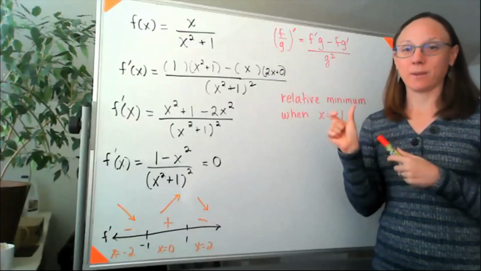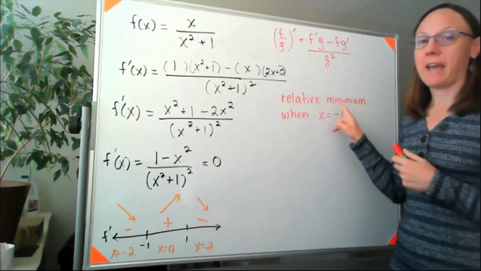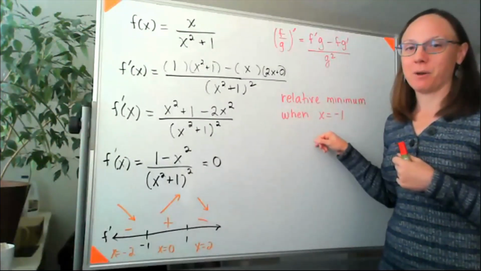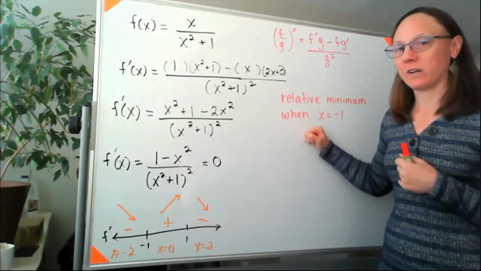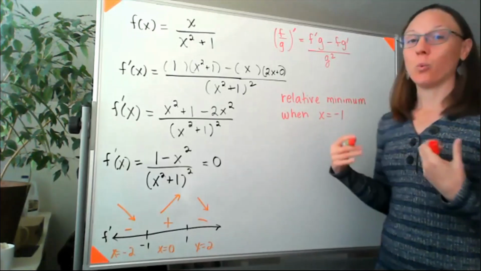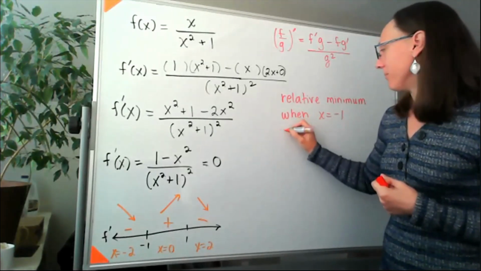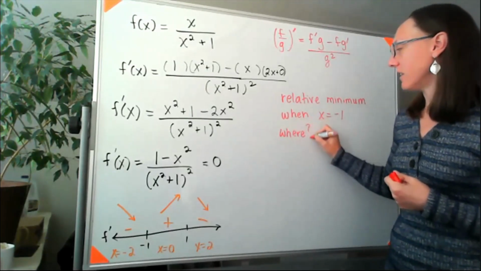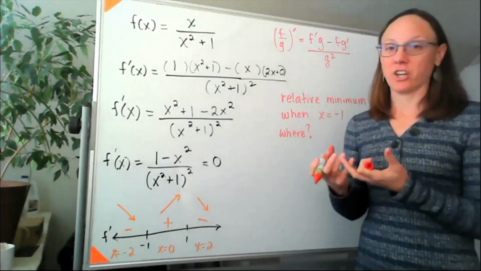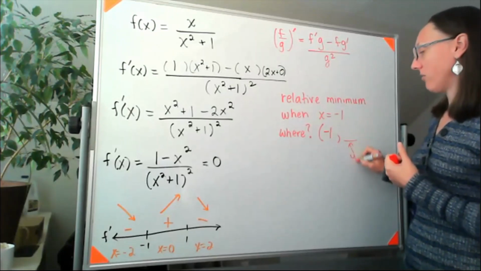I want to point out something really subtle in the way that questions can be asked. Sometimes you might be asked the question, when is there a relative minimum? And typically if it's asked as a when question, we're going to give the answer as just the x value. But if I am asked where is there a relative minimum, then if the question is where instead of when, we're usually going to give coordinates. I'm going to give the location. So this would be -1, comma, and then I would need the y value at -1.